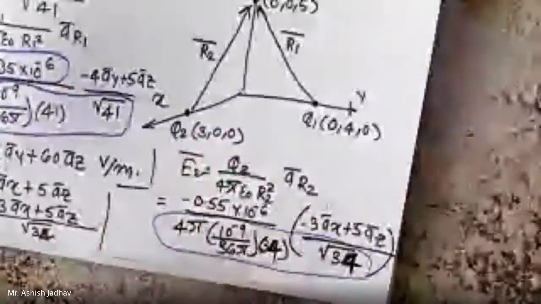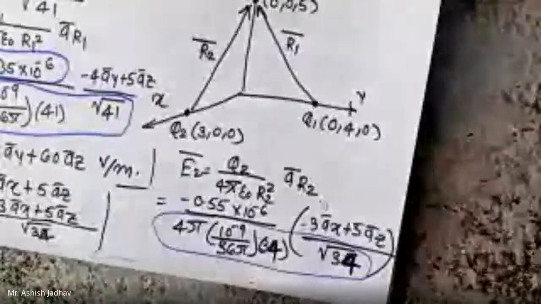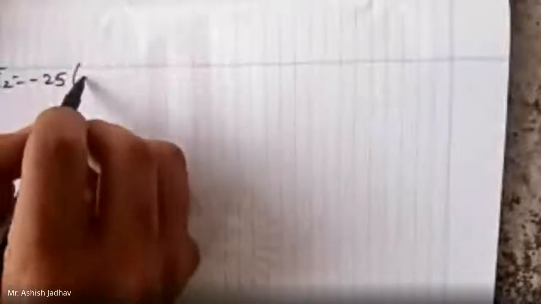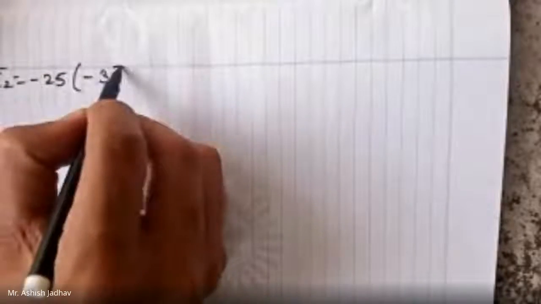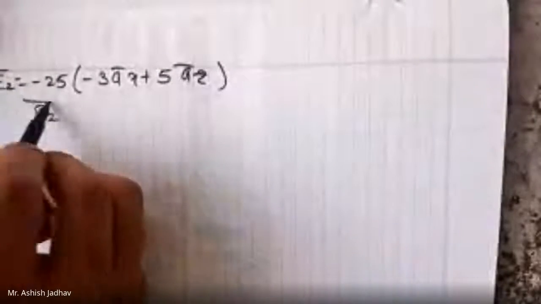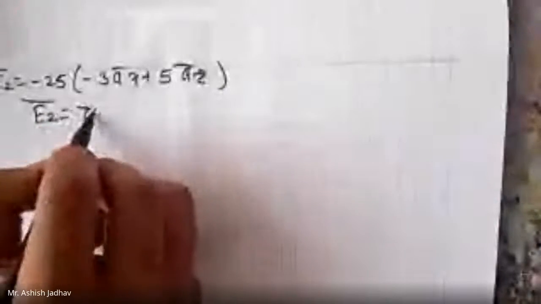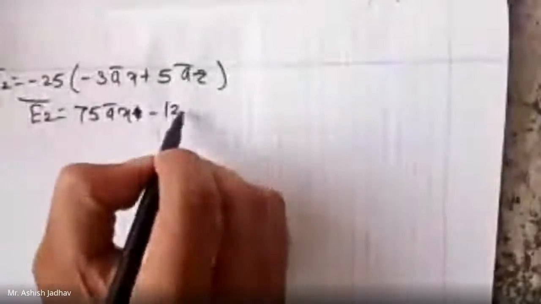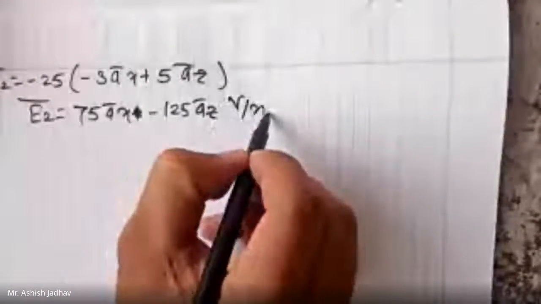Make it root 34. So calculate this denominator, get it divided by the numerator. The answer you will get for E2 is equal to minus 25 into 10 into minus 3 a bar x plus 5 a bar z. So the final answer for E2 bar is equal to 75 a bar x minus 125 a bar z volts per meter.